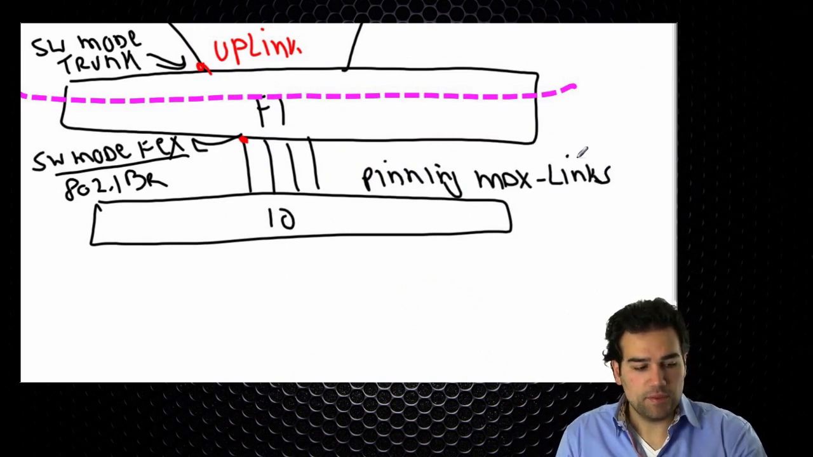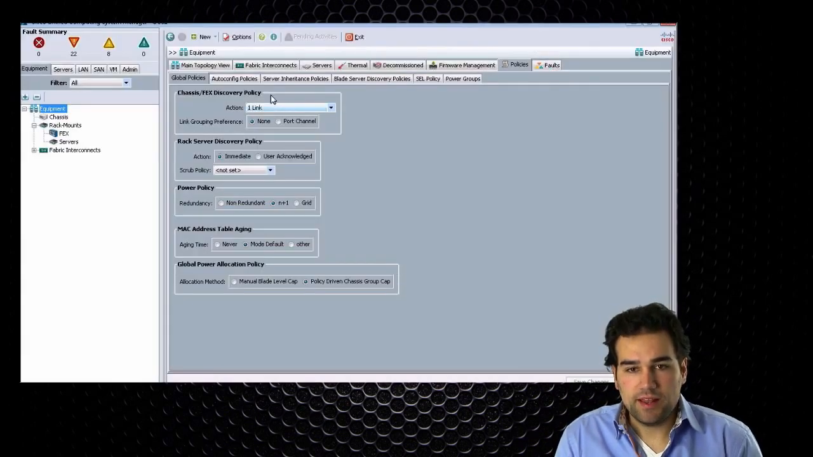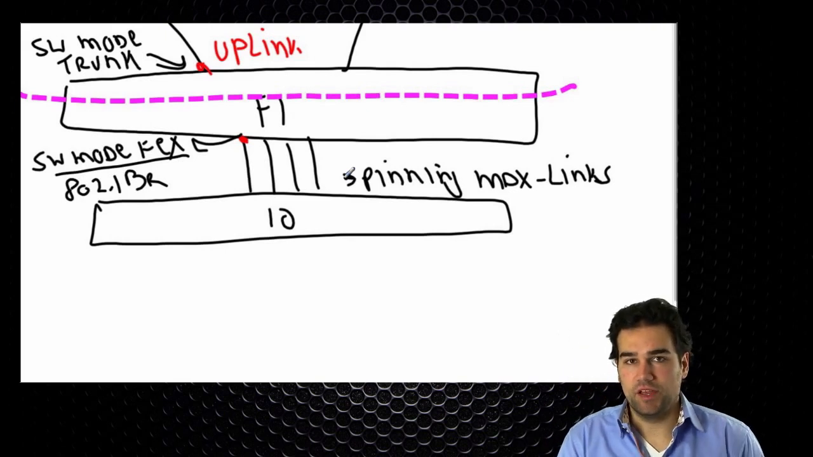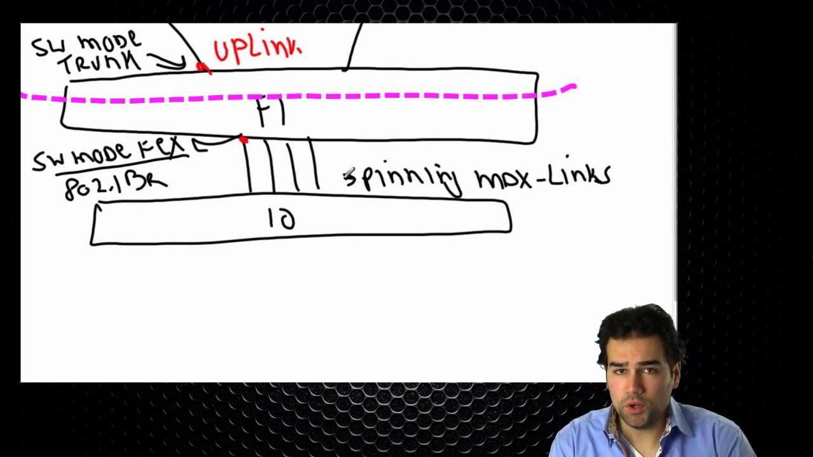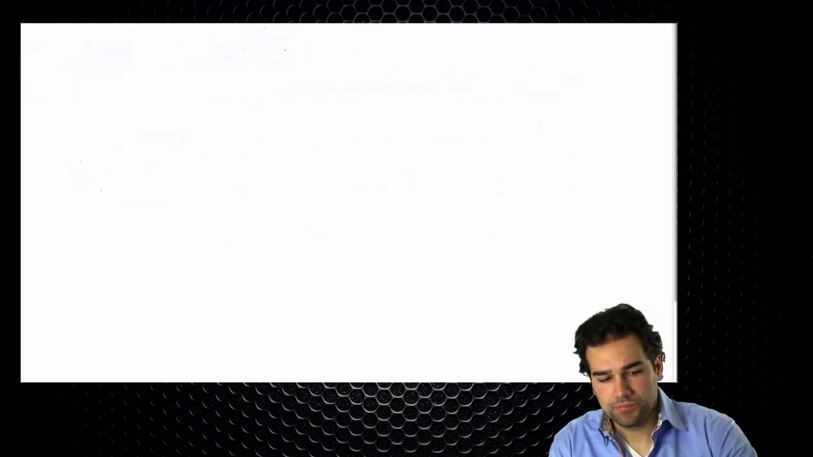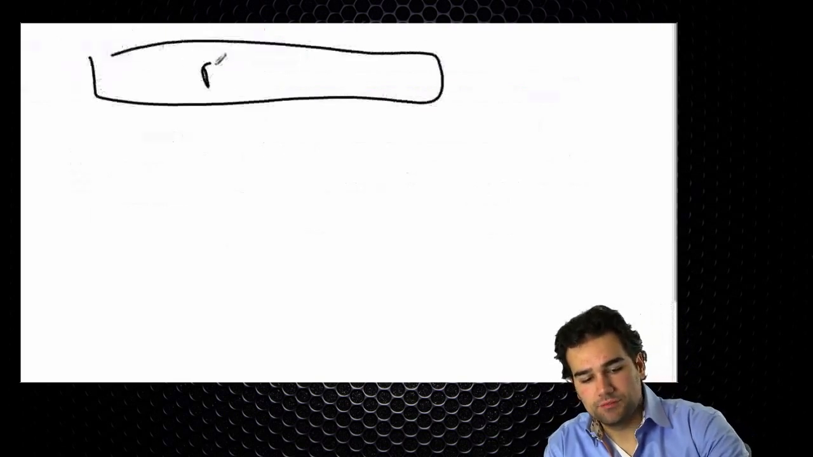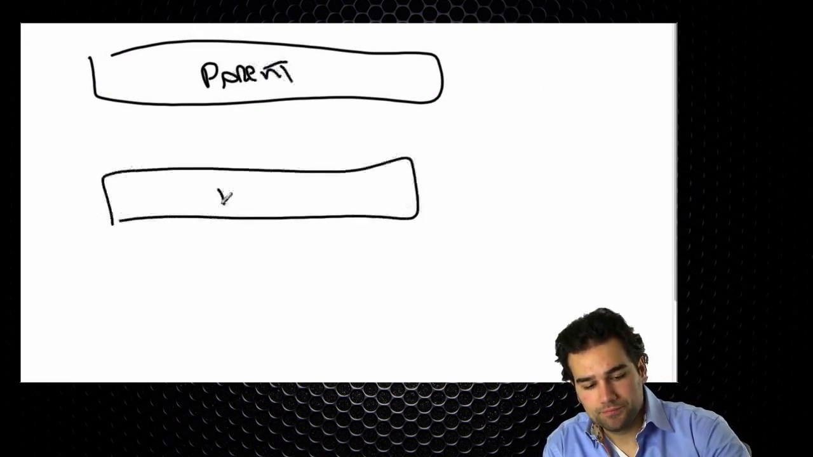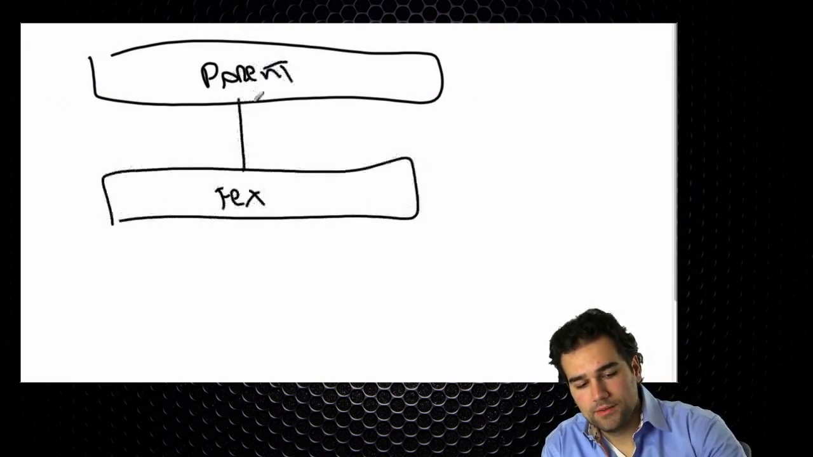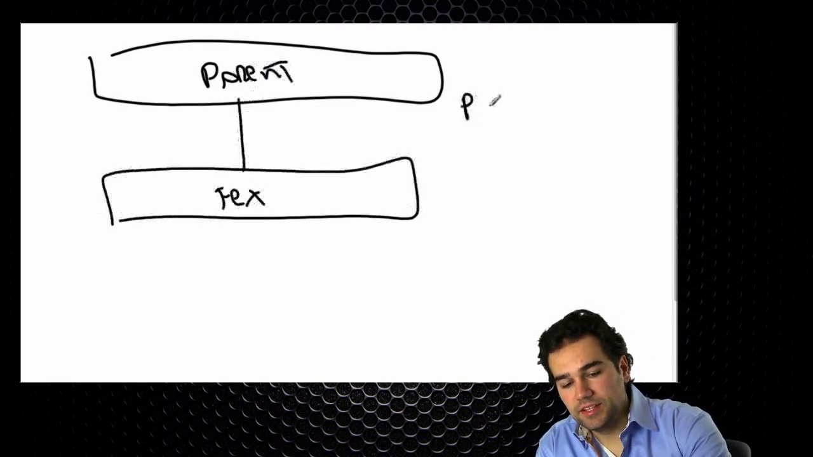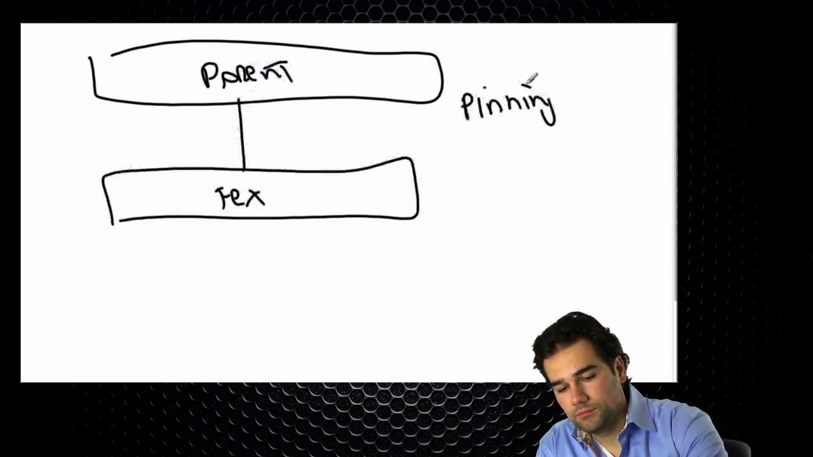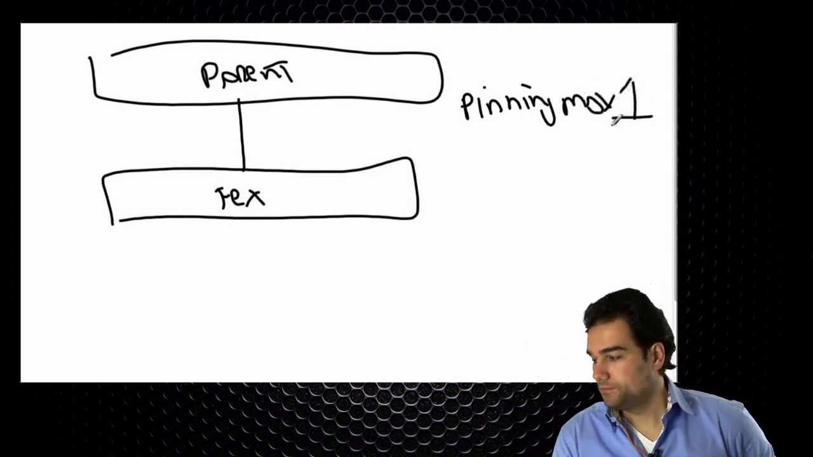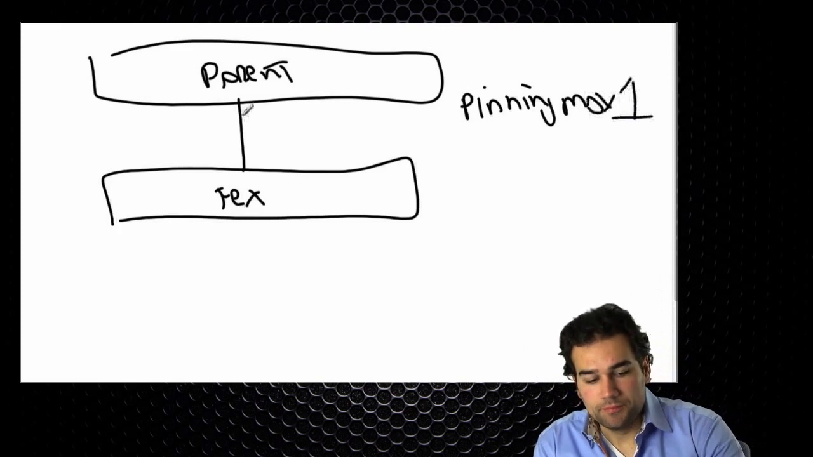This pinning max links command, that is what this command does. That action one link here, that is configuring the pinning max links command. What does the pinning max links command do? If I have a parent switch, either a fabric interconnect or a Nexus, I connect a fabric extender. By default, the pinning max links is set to 1. That's my default. What does this mean?